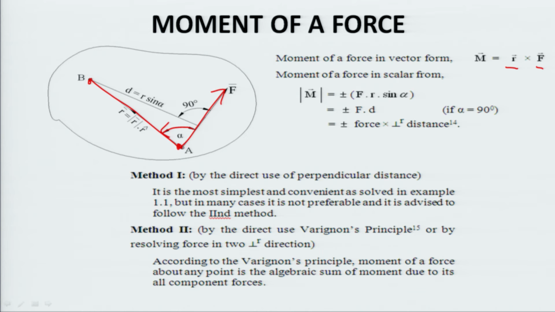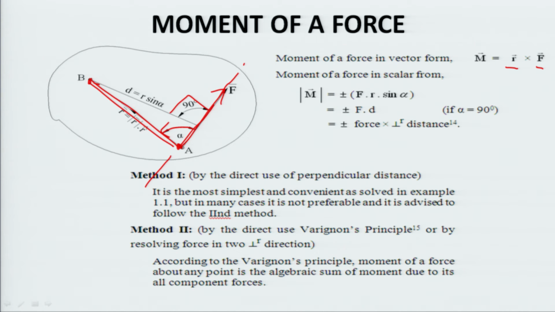The moment of this force F can be calculated by knowing the perpendicular distance. So, what will be the perpendicular distance? You extend this line and draw a perpendicular here. If this is 90 degrees, and AB is r, then this length will be r sin alpha. So, the moment of the force will be F into r sin alpha.